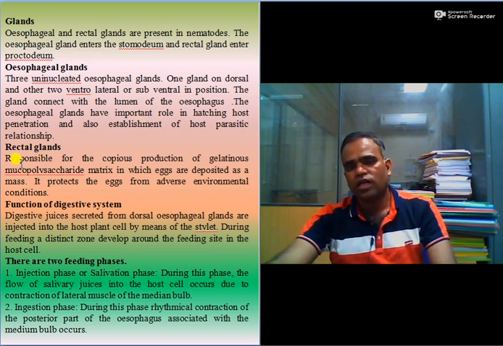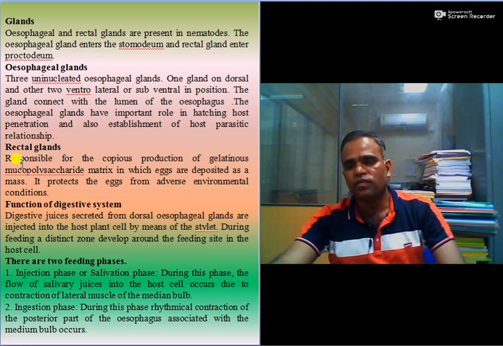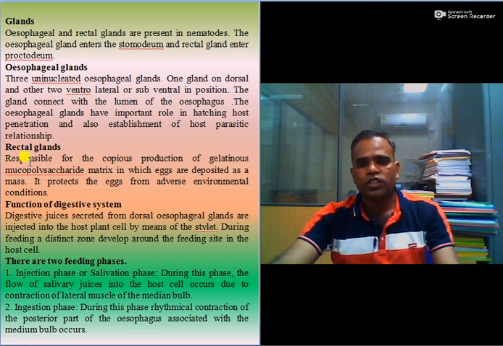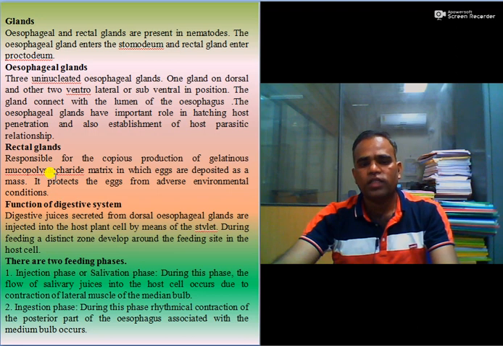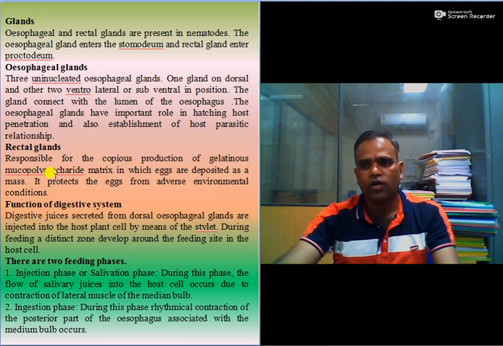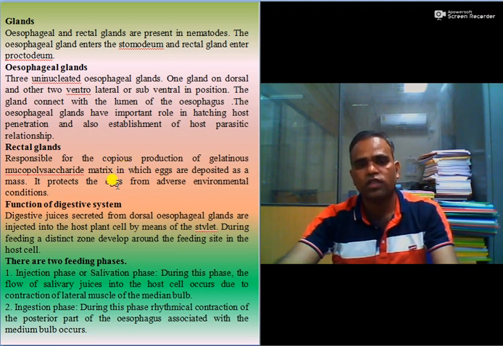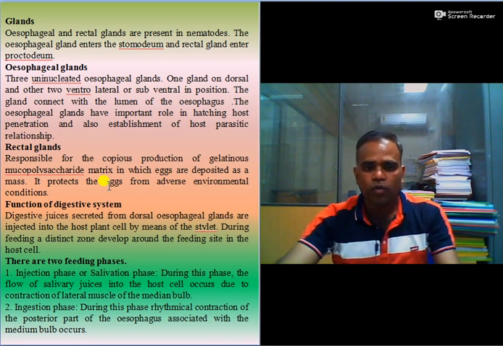These glands are present mainly in the rectum, which produces a copious gelatinous mucopolysaccharide matrix, and it acts as a sac or reservoir which protects the eggs in adverse conditions. So females generally excrete this type of gelatinous mucopolysaccharide matrix in which the eggs of these females are protected.